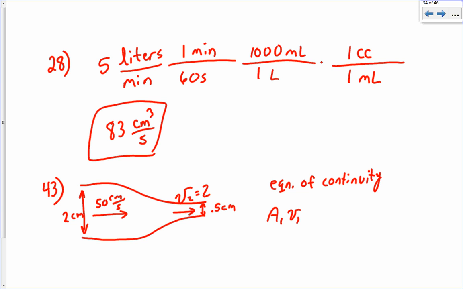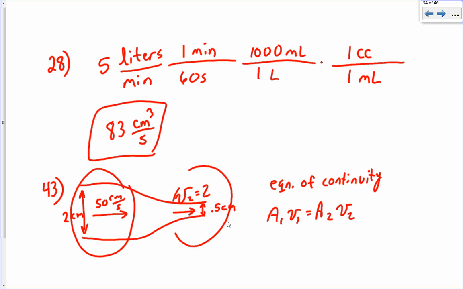All right, this is the equation of continuity talked about in class. A1 V1 is equal to A2 V2. This just says that if I have a certain amount of fluid over here at a certain rate, all of that fluid has to come through over here. In order for that to happen, since I have a smaller cross-sectional area, it has to go faster, like when you put your thumb over the end of the water hose.